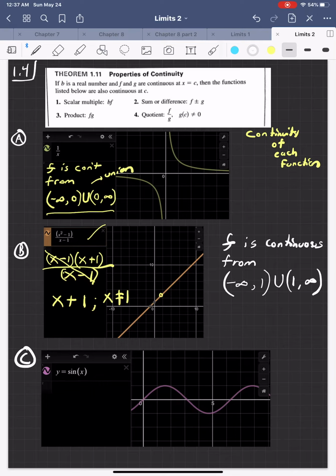You could draw the sine curve without ever lifting your pen because it's everywhere continuous. It's continuous from negative infinity to positive infinity.